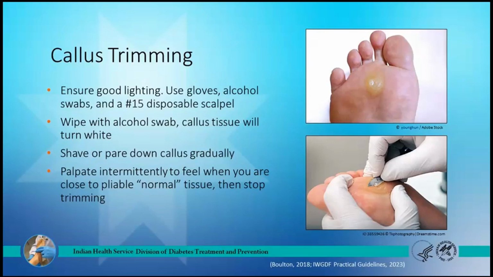Please keep in mind in this picture over here, those are not my hands, but in this picture, in the holding of the scalpel and the contralateral hand, you do not want any part of you to be in the path of a scalpel. So please be mindful of that. And when you're using a scalpel, try not to push the scalpel through, but use more of a cutting action. And of course, like anything, practice makes perfect. We palpate intermittently to feel when you are close to pliable, normal, quote unquote, tissue, then stop trimming.